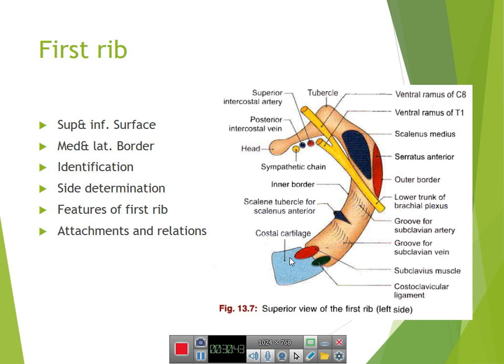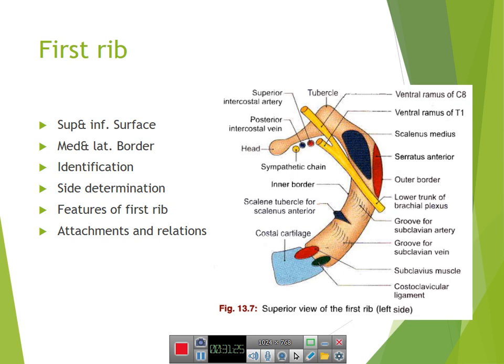So in the next slide, I'm going to talk about the first rib. If you remember, the first, second, tenth, eleventh, and twelfth ribs are atypical ribs. So now I'm going to talk about atypical ribs. That's very important to keep in mind, that atypical ribs have different structure and characteristics from typical ribs. So let's get started with the first rib.